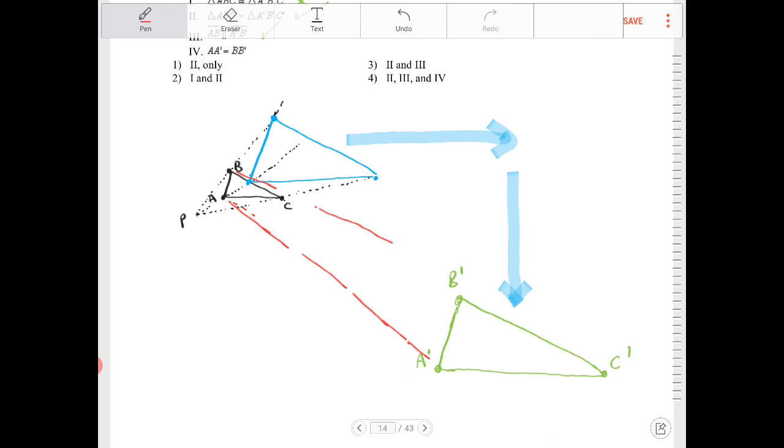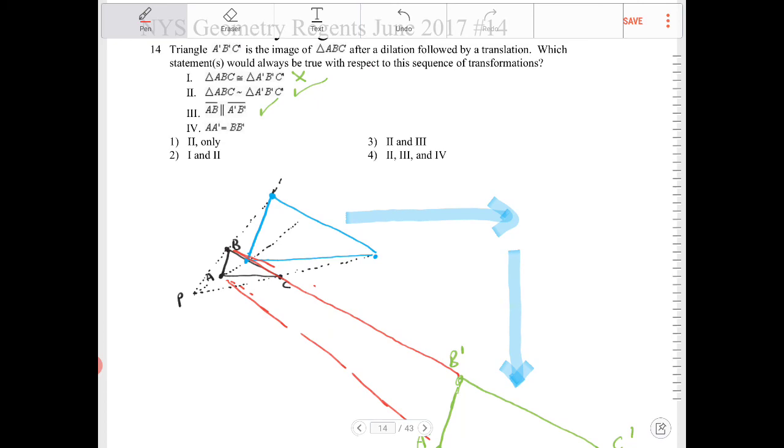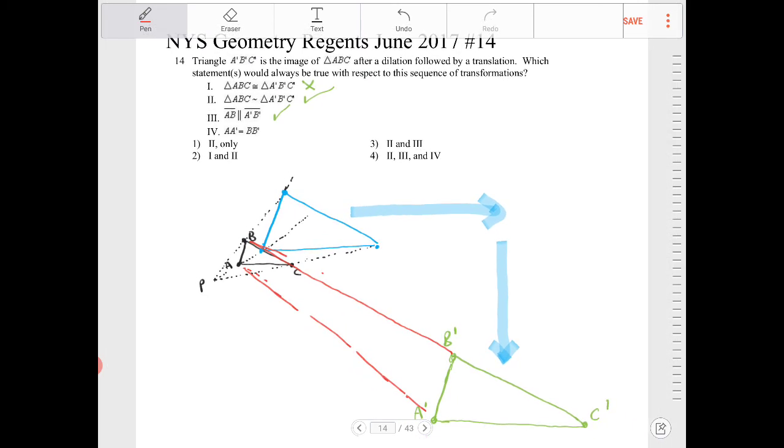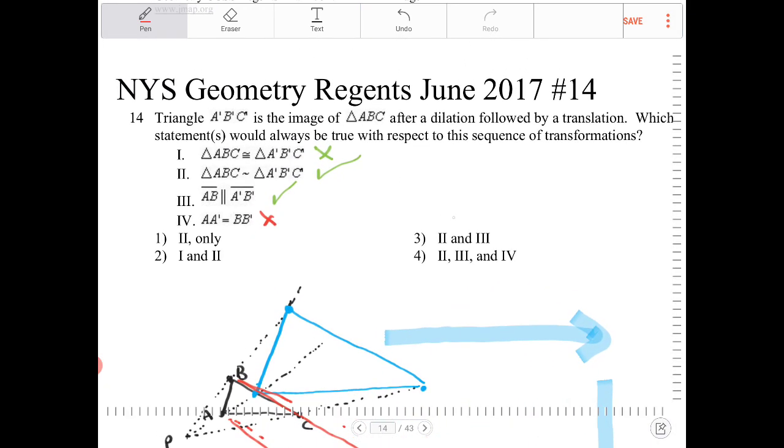You can see that these are going to be two different lengths. You can sort of see that A prime is a little longer. Now A prime doesn't have to be longer than B prime. I'm just saying that they're not the same, which is what option number 4 is saying, right? That they have to be the same, but they don't have to. So the only options that work are options 2 and 3, and that would be answer choice number 3, which contains options 2 and 3 together.